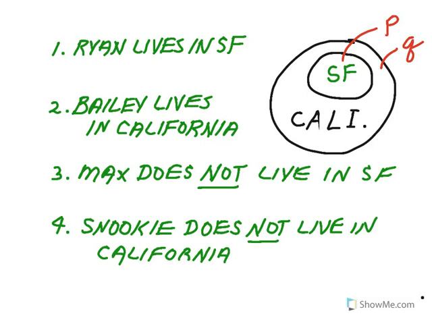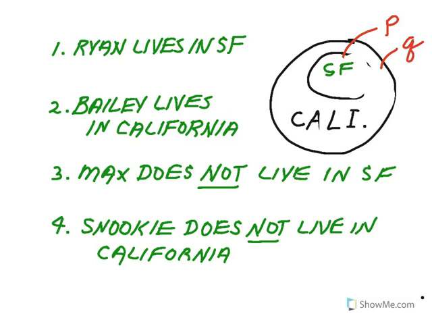Number one, let's say we know that Ryan lives in San Francisco. Can I make a conclusion about that? Yes, I can. I can say Ryan lives in California, because if he lives in San Francisco, then he lives in California. For the second statement, Bailey lives in California. Can I make a conclusion about Bailey based on San Francisco and California? I really can't, because Bailey could live somewhere else in California. She could live in Danville, or she could live in San Francisco. I don't have enough information, so I can't draw a conclusion for number two.